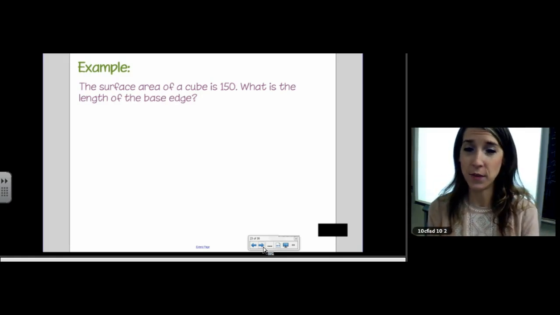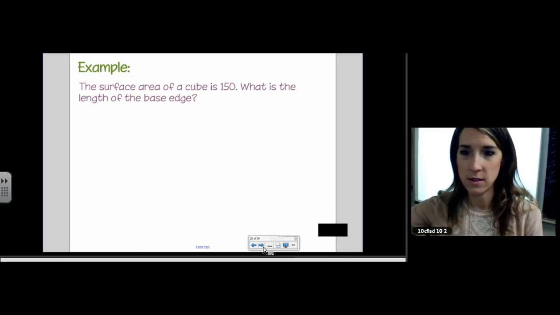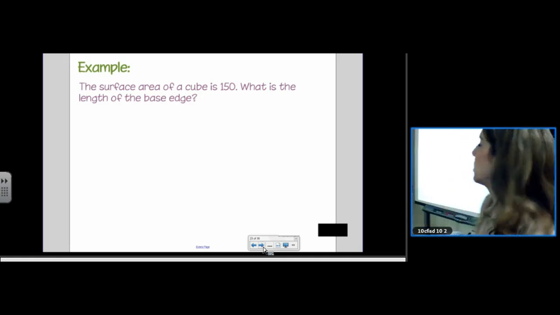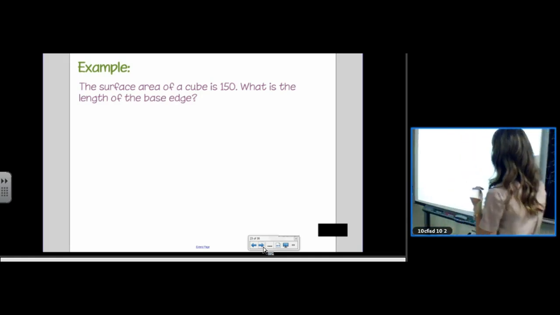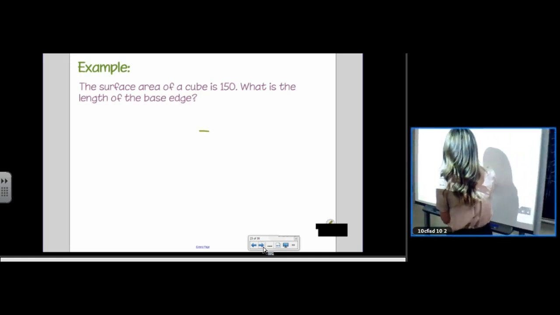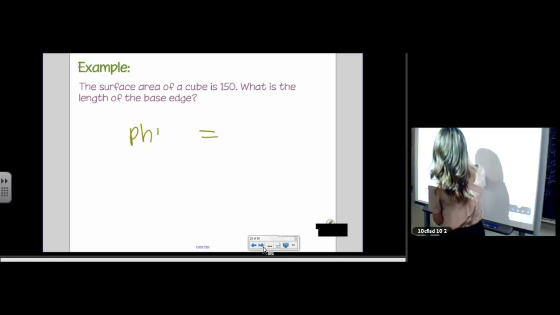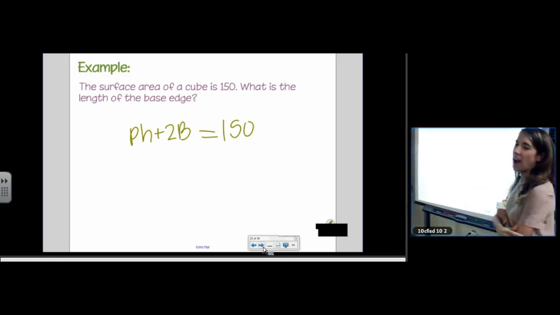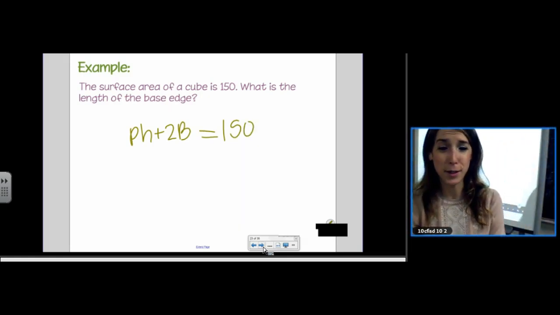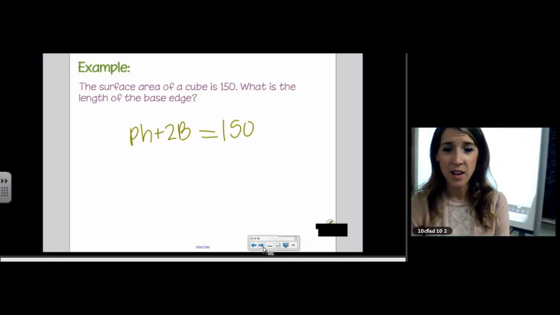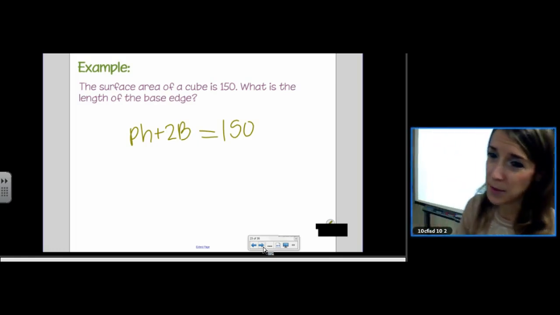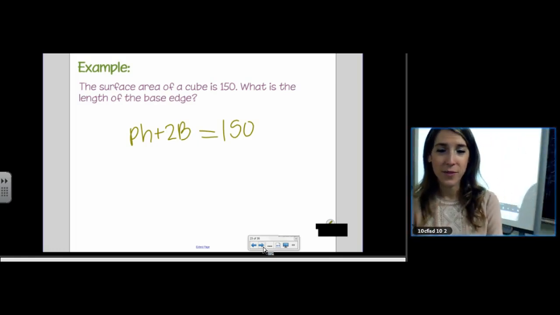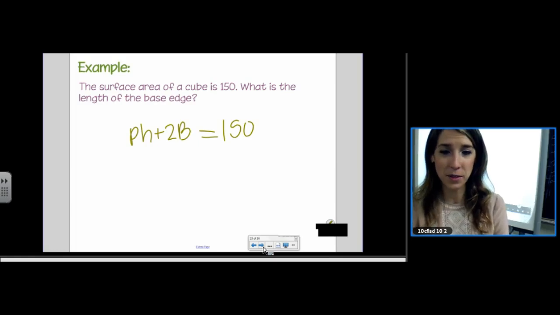I gave you the surface area. You need to start with the formula for surface area. So we go to surface area of a prism. And then you stare at that and you're like, man, I wish they would have just given me the formula for surface area of a cube, right? We need to get creative here because we cannot solve this problem. Can't solve a problem in 3 variables, right?